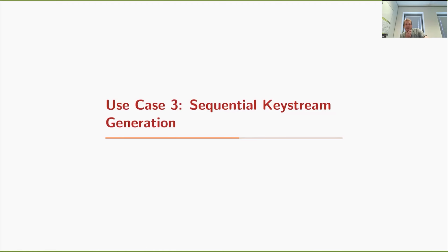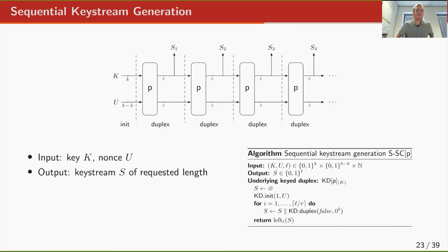And more interesting is sequential keystream generation. In sequential keystream generation, we have the same idea. We have a key, we have a nonce u, and then you keystream r bits at a time. So this is the example that you saw on slide 2 already. In slide 2, I already mentioned this.